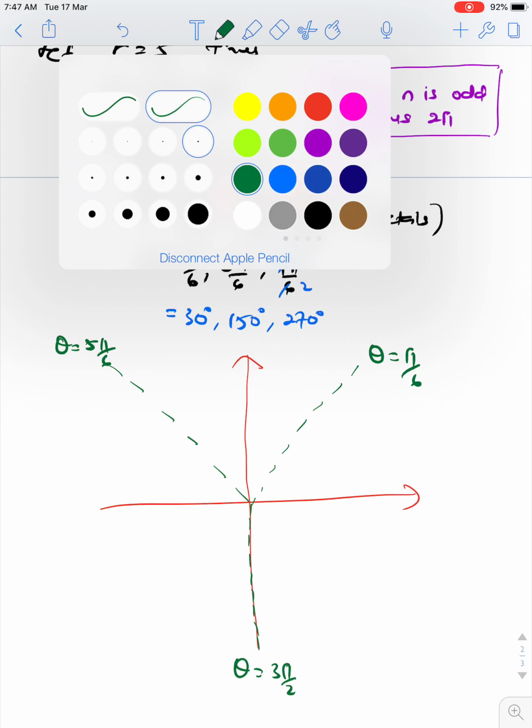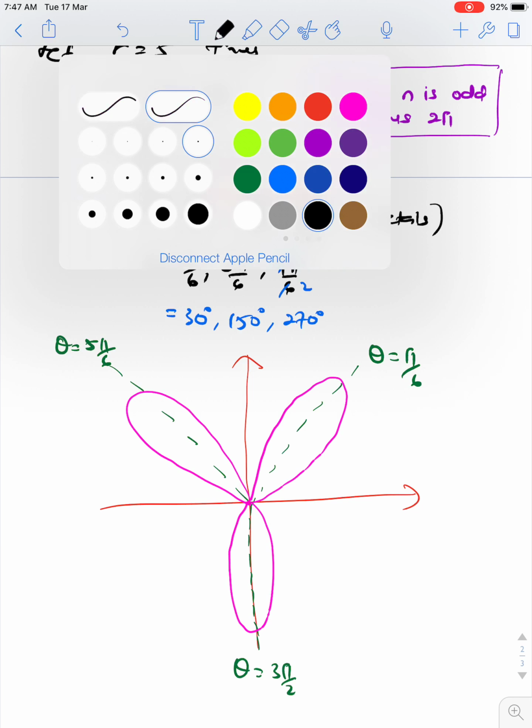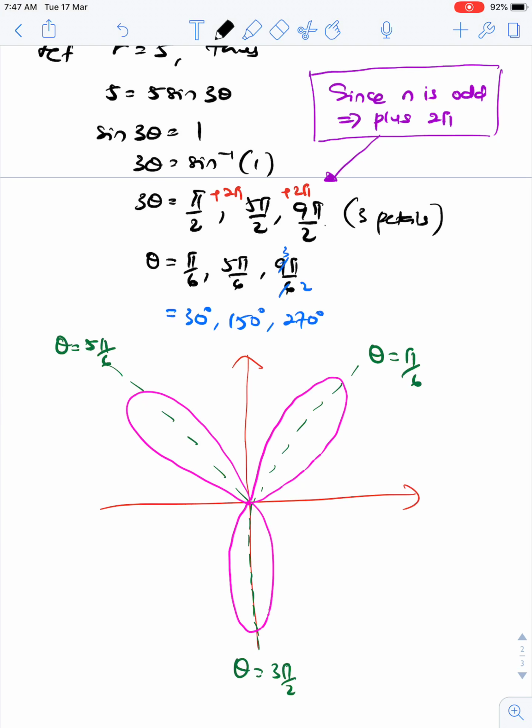Therefore, the first petal should be located here, 1. This is the second petal, and this is the third petal. Since the third petal is located on the y-axis, we can denote the length of the petal here as -5. Okay, done. That's it. Finished already.